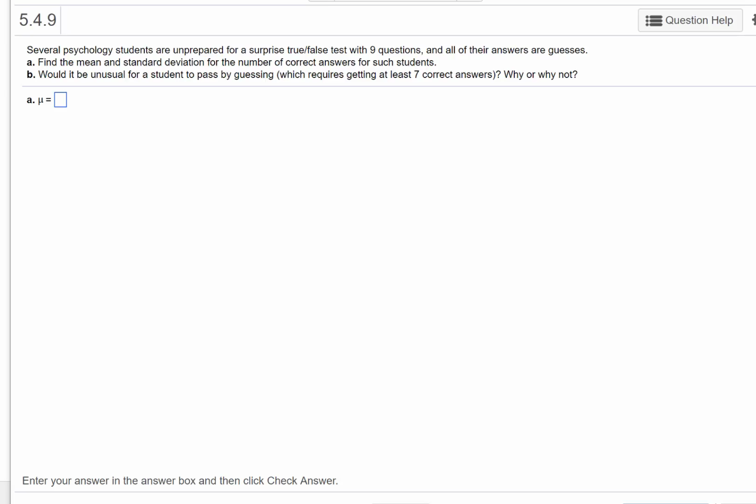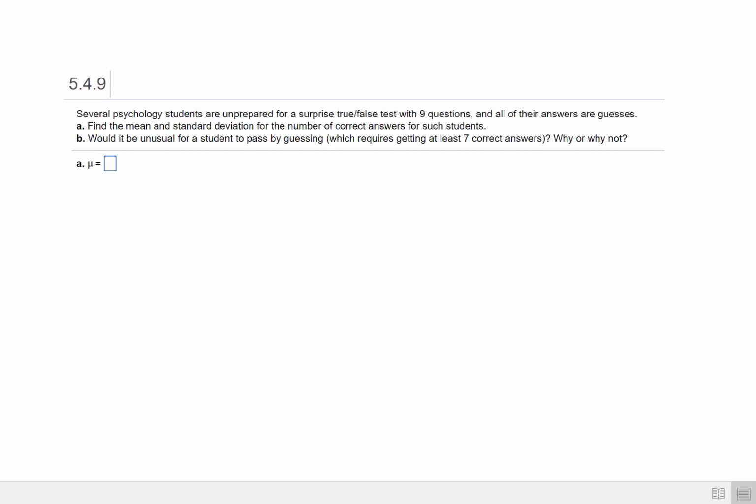Okay, for this one, several psychology students are unprepared for a surprise true-false test with 9 questions, and all of their answers are guesses. So find the mean and the standard deviation for the number of correct answers for such students. And then part B, we'll answer that in a minute. Okay, so just remember what the mean is.